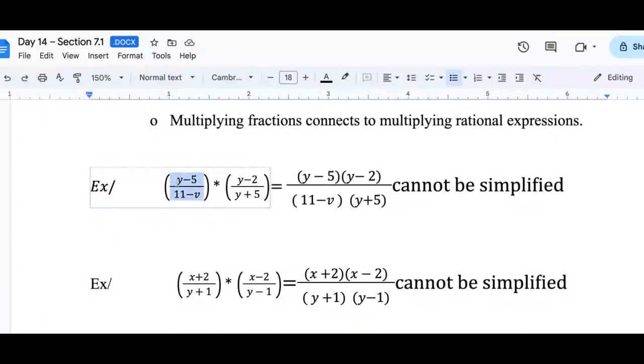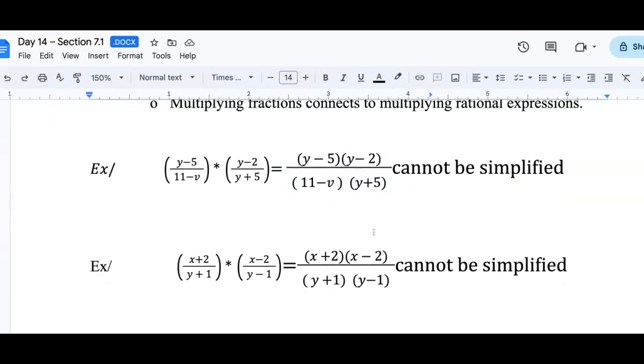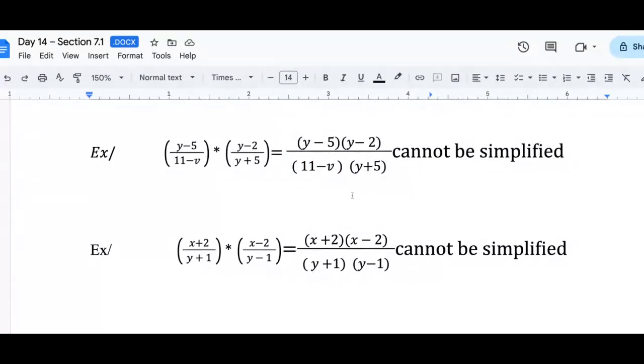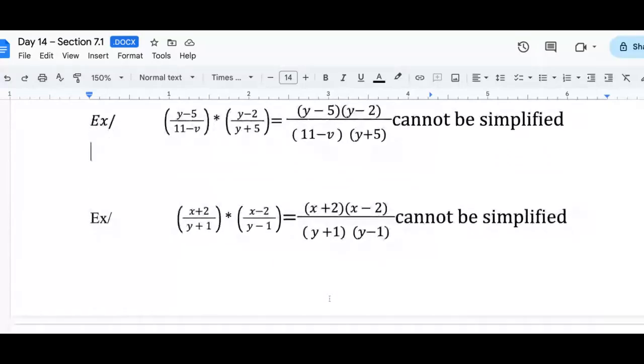Let's see this one. We have this rational expression, and we have this rational expression. So we still need to multiply numerator with the numerator, denominator with the denominator. Okay, and sometimes if we find common factors in the numerator and denominator, then we simplify. But in this case, there's none. So we leave it like that.